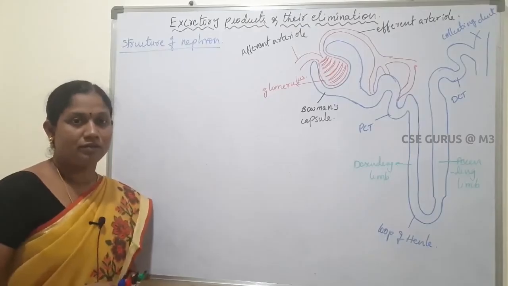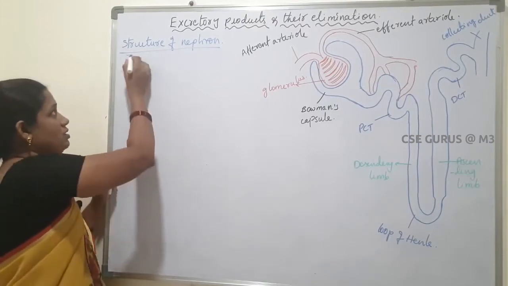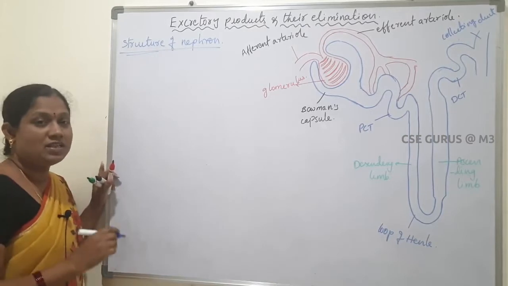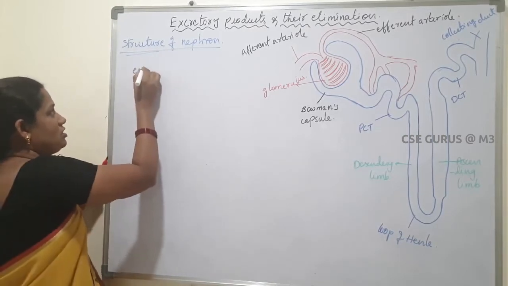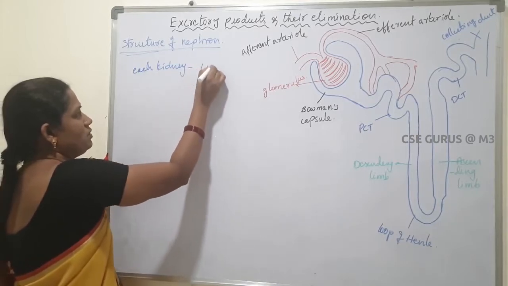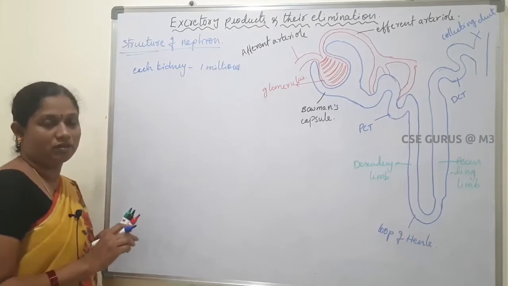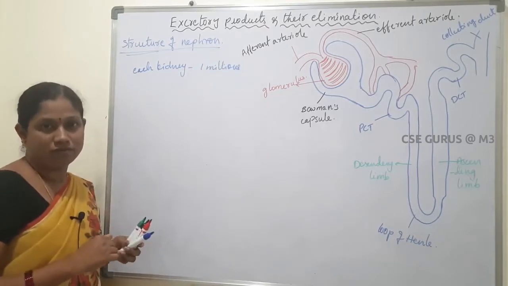Hello students, today I am going to teach about the structure of nephron. In each kidney there are 1 million nephrons. We have one pair of kidneys.